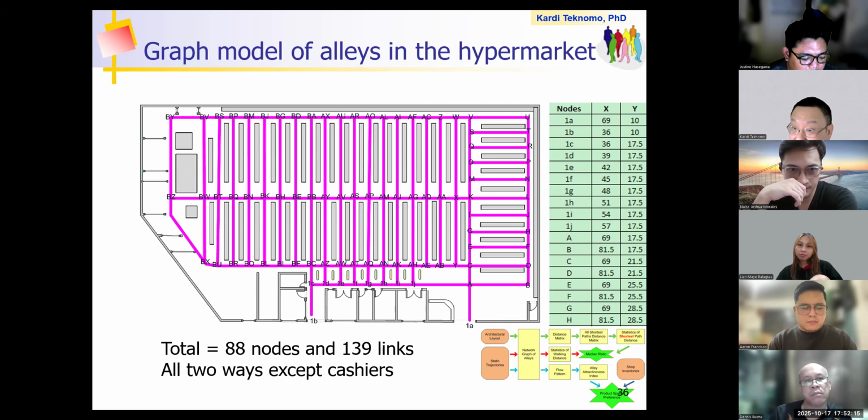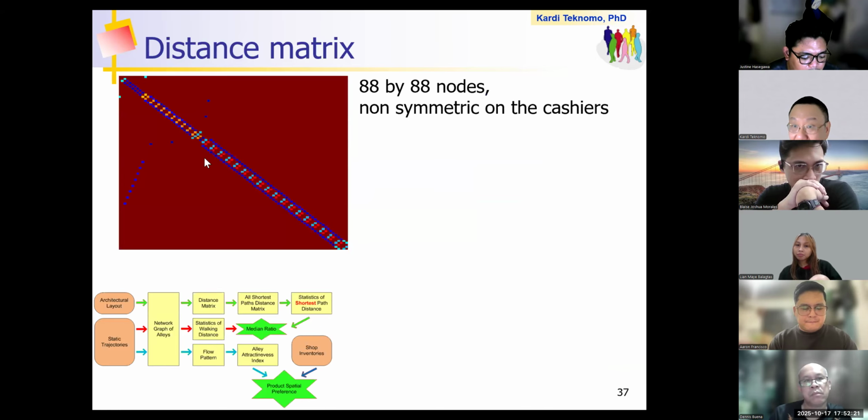Once we have that, exactly the same method, we can calculate the distance matrix. These are the pattern. I've used MATLAB to get this distance matrix. Oh, this is non-symmetric. Why? Because there is one way in the cashier. So that's why it is non-symmetric. These blue and all colors here represent the non-symmetric because of the one way.